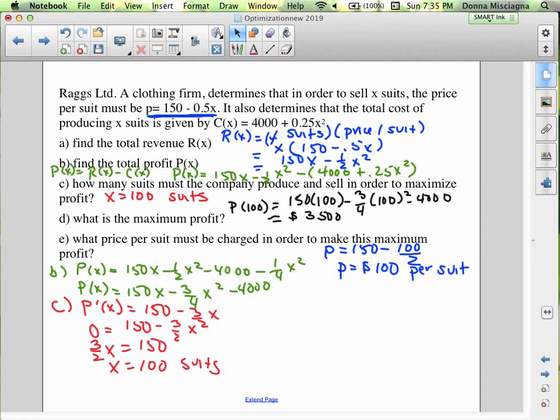Well, it looks like we've answered all the questions, and so this was a nice little application problem and a nice way to end optimization.